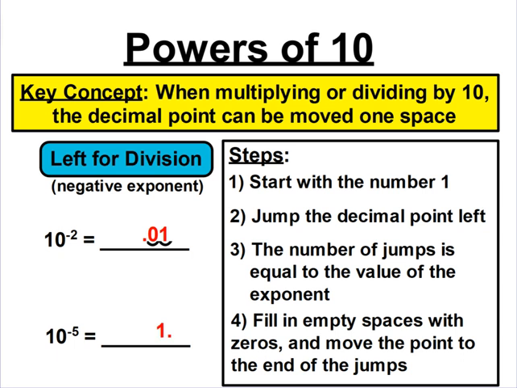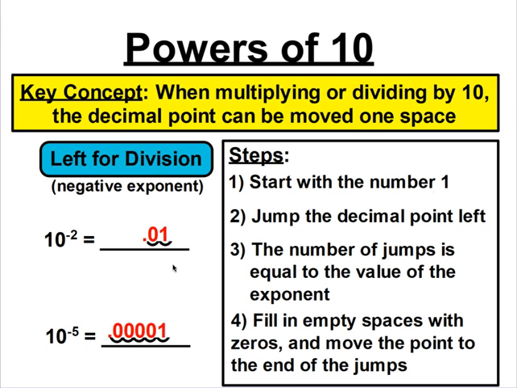Same thing with the second problem. I'm going to start by writing down a 1 with this decimal point. I'm going to look at the exponent. Negative sign means move it left. 5 means move it left 5 spaces, so I'm going to write down my 5 jumps. And I have 1, 2, 3, it looks like 4 spaces to fill in with zeros. And I'm going to make sure my decimal point jumps to its new home at the end of my jumps. So those are your answers.